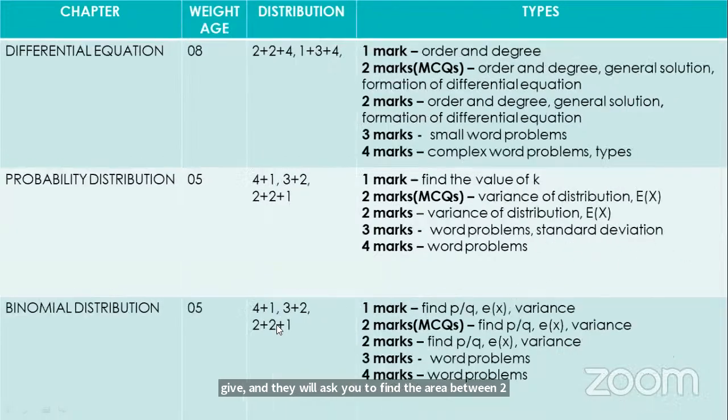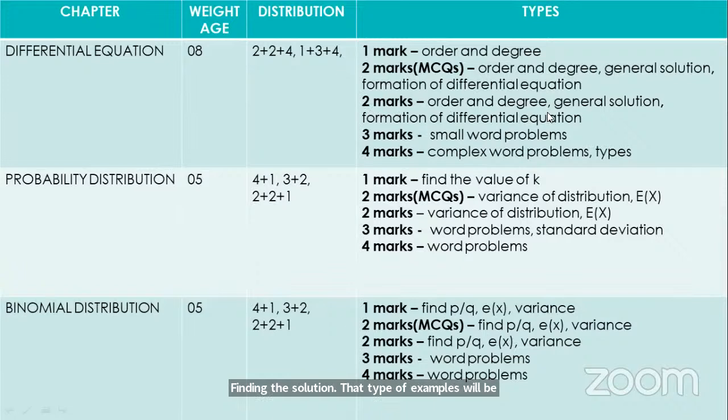Okay. Now the last one is differential equation. So here again 8 marks, 2 plus 2 plus 4, 1 plus 3 plus 4. In this way the combination will be there. For 1 mark they will ask order and degree, very simple examples. And for 2 marks also, little bit bigger, more difficult examples in order and degree, general solution will be there. And formation of differential equation, finding the solution, that type of examples will be there in differential equation.